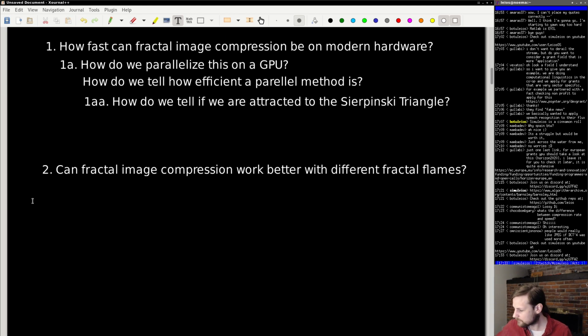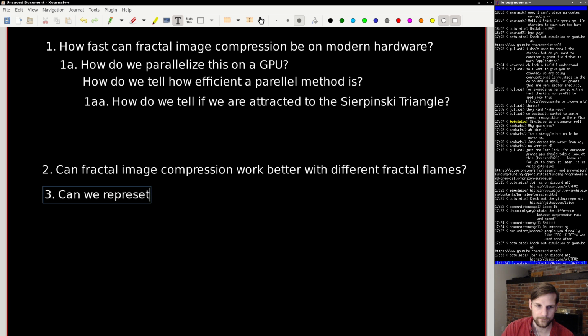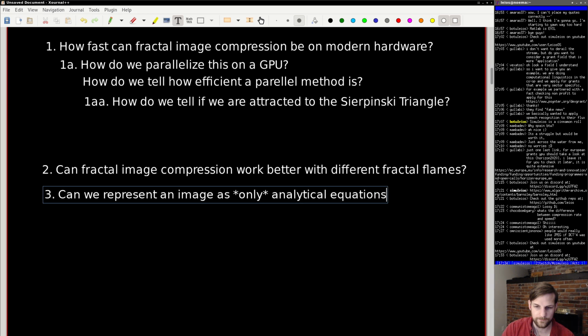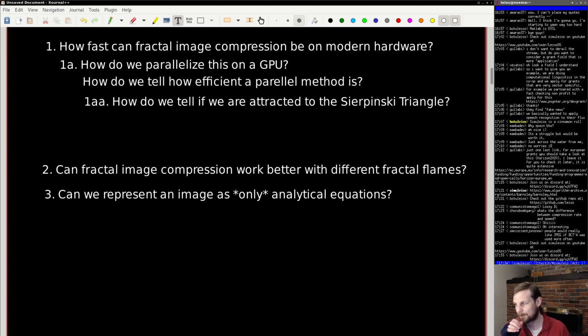Right. So all this stuff with fractal image compression. The big holy grail question is number 3. Can we represent an image as only analytical equations? That's the big question.